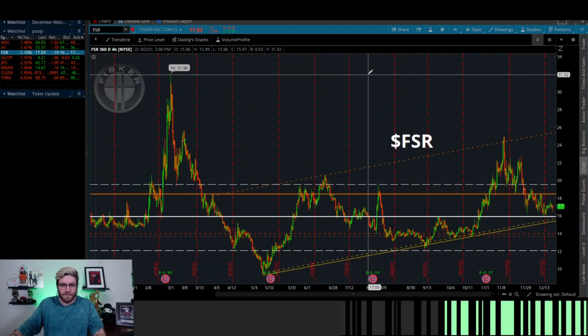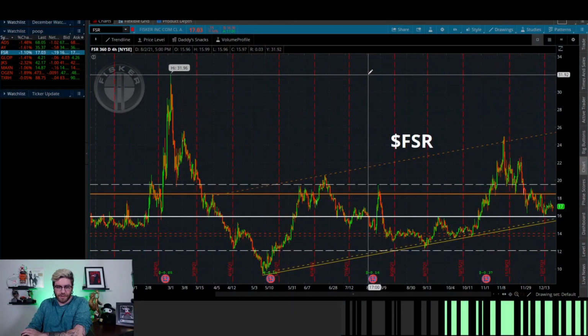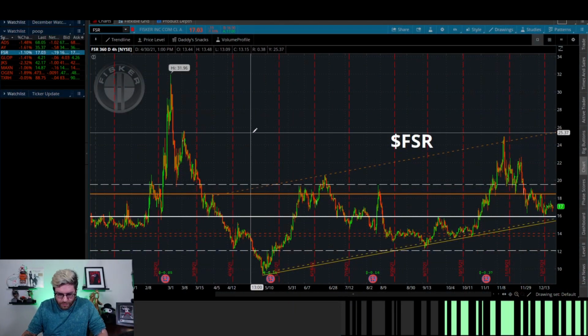Next is Fisker. Okay, I know everyone and their mom has an opinion on battery-powered cars, Tesla, Ford, General Motors, whatever it is, GM, I don't care. And Fisker is one of them. A lot of folks hate it, a lot of folks love it, but again, TA shows what the TA shows, the market shows what the market shows. It's a good pick. FSR could easily drop 4 or 5 more percent.